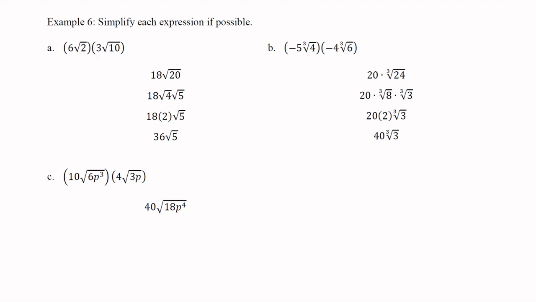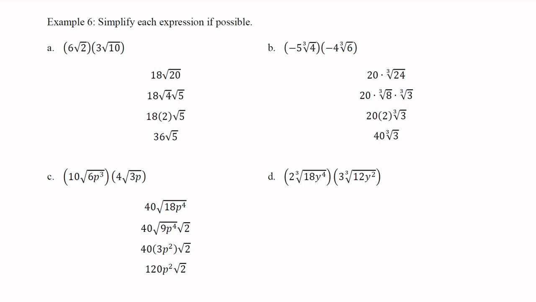The largest perfect square that goes into 18 is 9. And the p to the fourth, we can take the square root of, so that's going to leave us with square root of 9p to the fourth, and then square root of 2 will be our leftover. We take the square root of 9p to the fourth, that gives us 3p squared, and then 40 times 3 gives us 120. So our final answer is 120p squared, square root of 2.